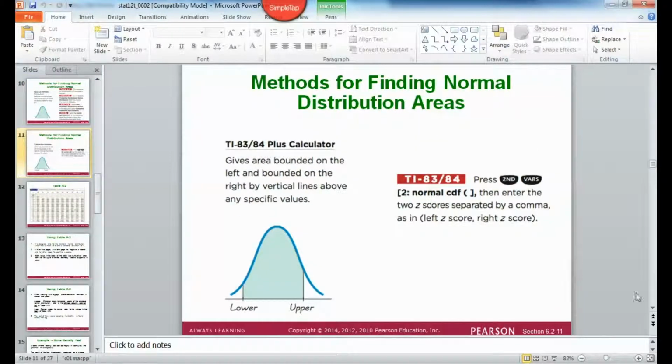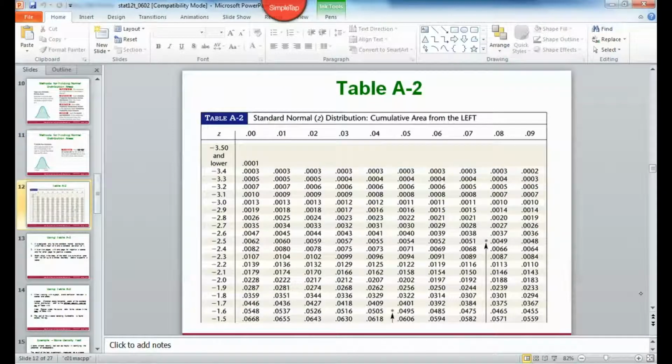All right, the calculator, you can use the calculator. It tells you different things you can do to find the area. But we're going to use the table. And again, all of these values in the table are areas. Now, how do I read the table?